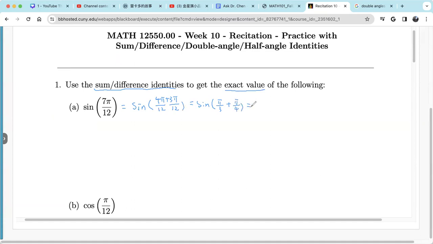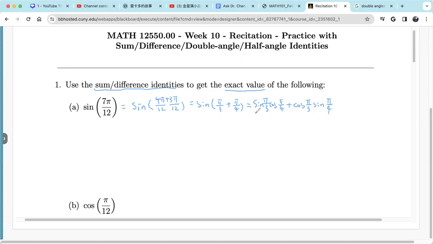So let's recall the formula. The formula for the sine of a sum of two angles is sine cosine plus cosine sine. So sine of the first one, sine pi over 3, and cosine of the second one, pi over 4, plus cosine of the first angle times the sine of the second angle.